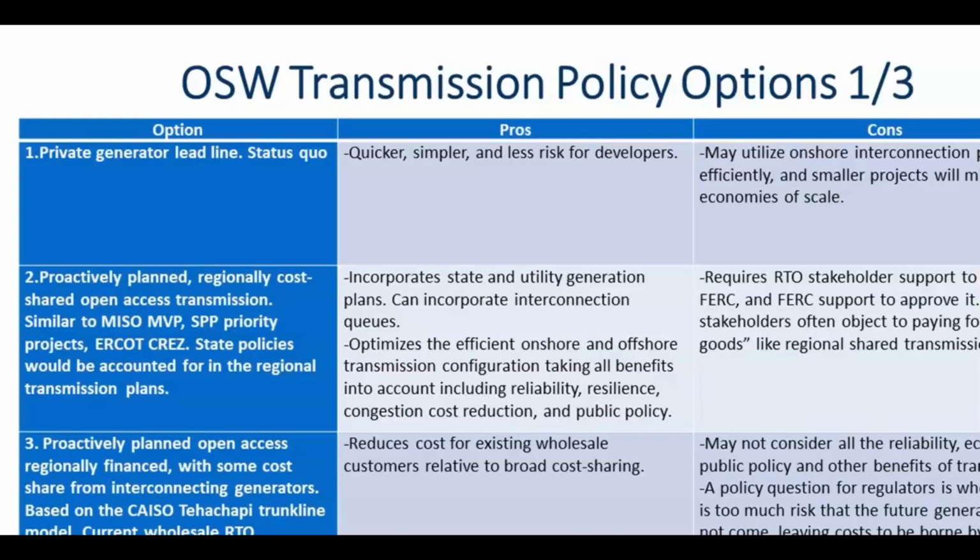They would pay for it up front, but then as the wind generators interconnected over time, they would pay in, a kind of cost share for the transmission. So it's a hybrid. There's not a total broad regional cost allocation over time. And so I think this has some advantages and could be a compromise approach.